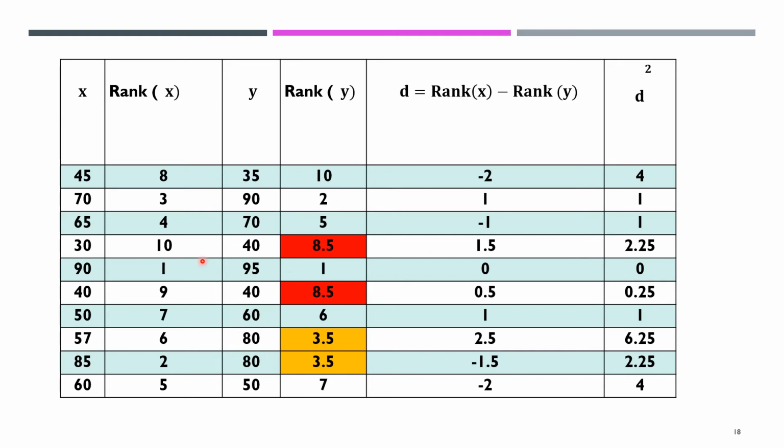Again, we have the X column, there are no repeated ranks, but in Y column we have 2 repeated ranks. So we will have M1 equal to 2, M2 also equal to 2. 2 values are repeated 2 times. 80 is repeated 2 times, so M1 is equal to 2. 40 is repeated 2 times, so M2 is equal to 2. And we require summation D square. N will be equal to 10, and summation D square, we have to add all these values in D square column.